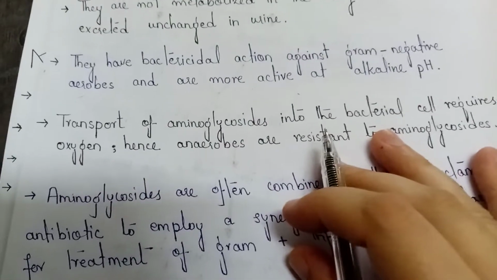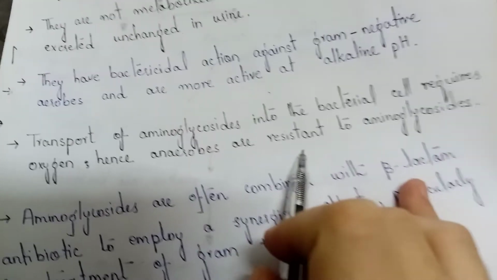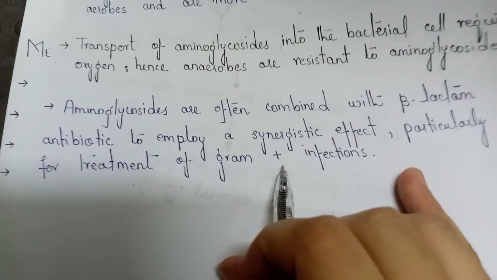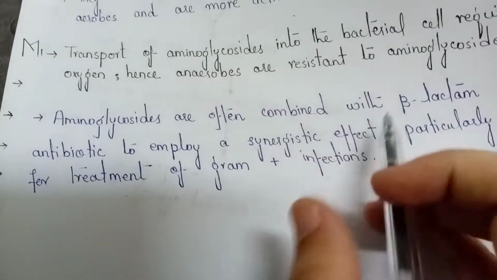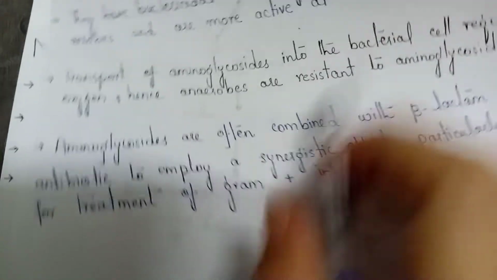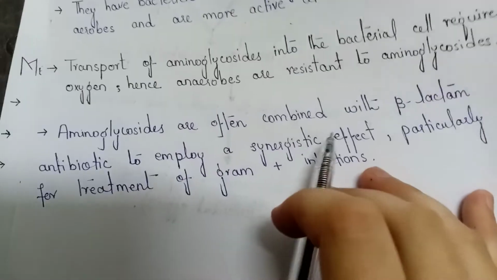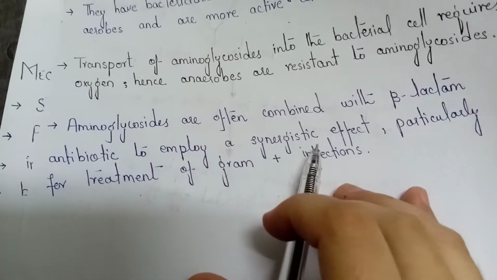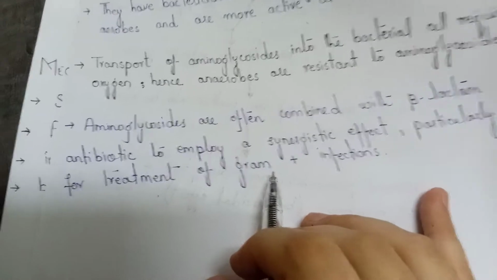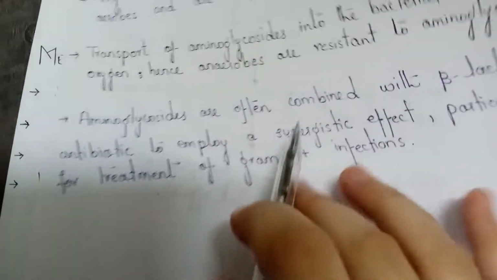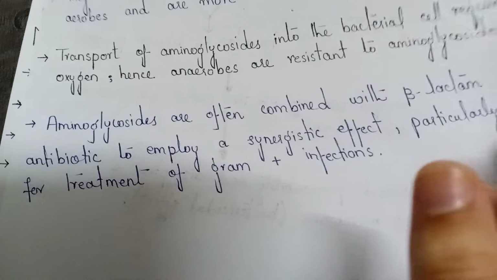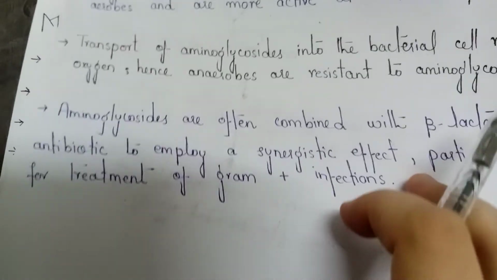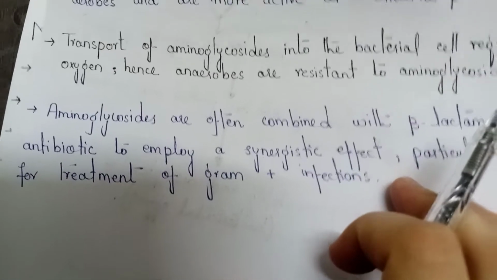This was also discussed by me. Hence anaerobes are resistant to aminoglycoside. Okay, now they show synergistic effect with beta-lactam antibiotics. Here you can see aminoglycosides are often combined with beta-lactam antibiotics to employ a synergistic effect, particularly for the treatment of gram-positive infections. Now when the effect of two drugs increases, we call that effect synergistic effect, right?